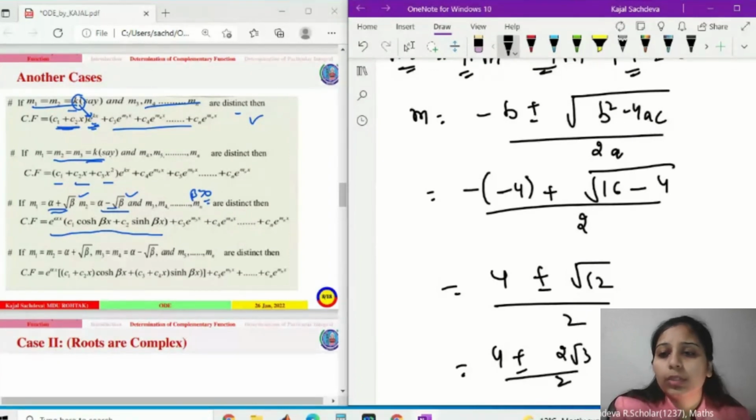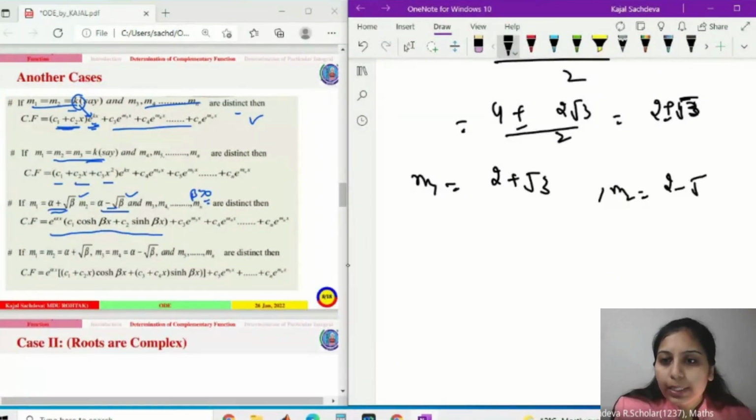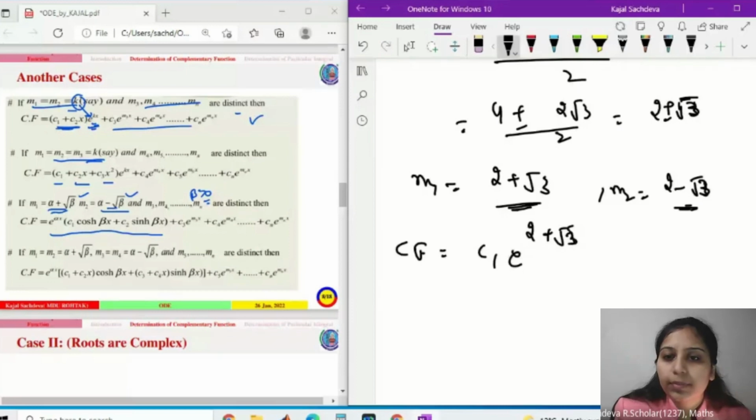So here the two roots are m1 is equal to 2 plus root 3 and m2 is equal to 2 minus root 3. We can also write it as: 2 plus root 3, value is 1.732, so something like 3.732. And this is 2 minus 1.732, it means 0 point something. So these are distinct and real roots. The solution can be written in the same way: C1 e raised to power (2 plus root 3)x plus C2 e raised to power (2 minus root 3)x.